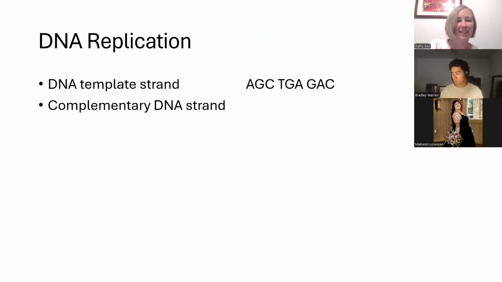All right, so let's do some DNA replication here. We've got our DNA template strand, and let's fill in our complementary DNA strand to go with it. So if we have an A, what's going to match up with the A there? T. Yep, we got T, and then what? C, G, A, C, T, C, T, G. Yeah, good. Okay.